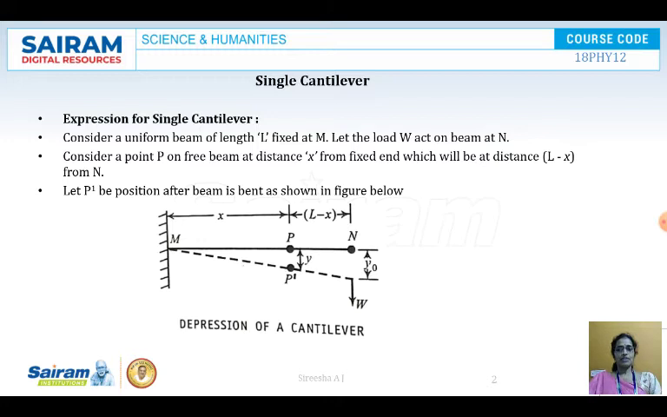Let P dash be the position after the beam is bent. See here, if the weight is attached to the free end of the beam, it comes down and the point P reaches P dash. That means the beam has been bent because of applying the weight at point N, which is free. This is called the depression of a cantilever. Single cantilever means one side free, the other side fixed. So what is the depression we are going to see in this derivation.